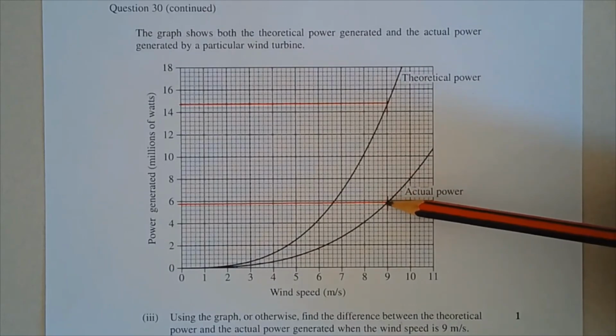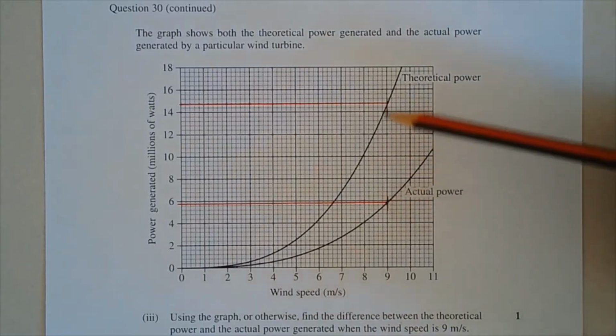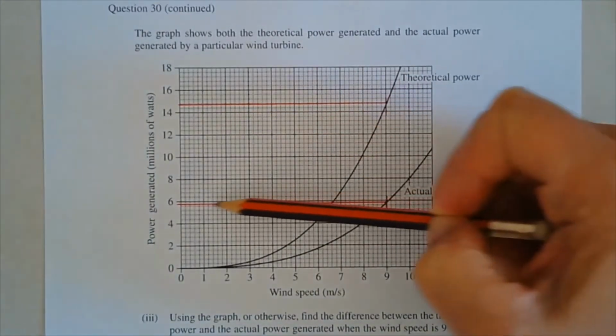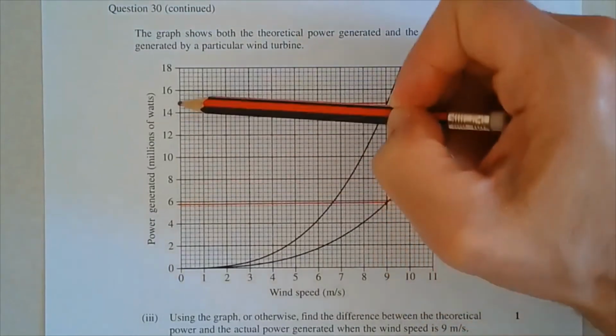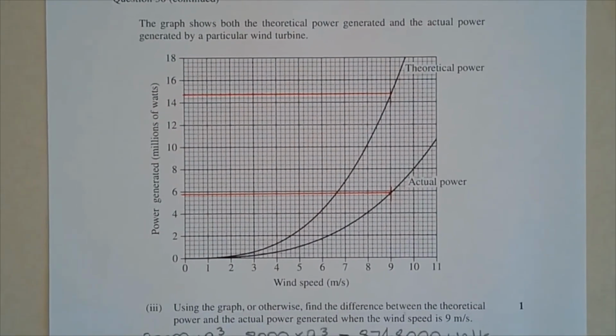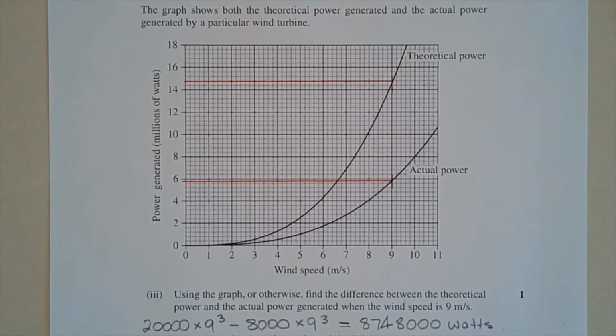We want the difference between this point here, the vertical difference that is, between this point here and this point here. So projecting across from these 2 points, we want the difference on the y-axis. And that works out to be around 8.6 or 8.7 million watts. We could work this out numerically, of course, by determining the theoretical power generated and then subtracting from that the actual power generated.